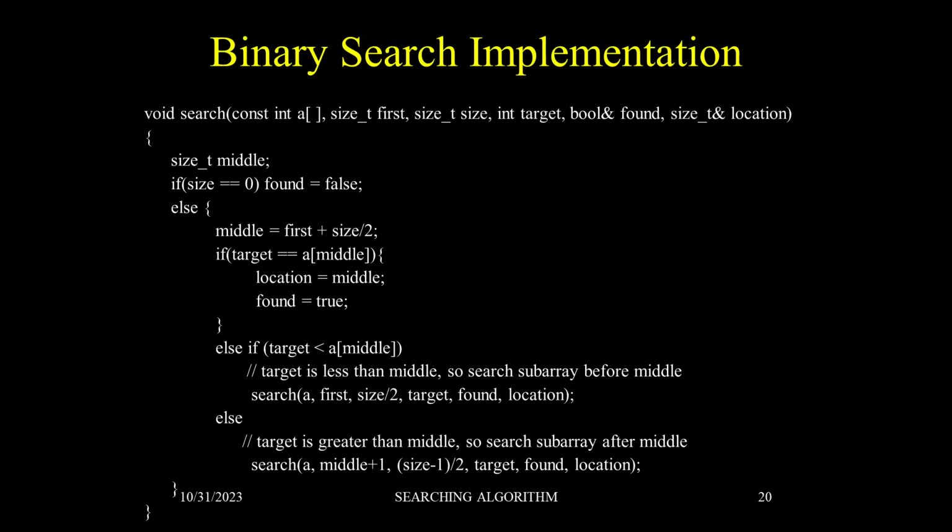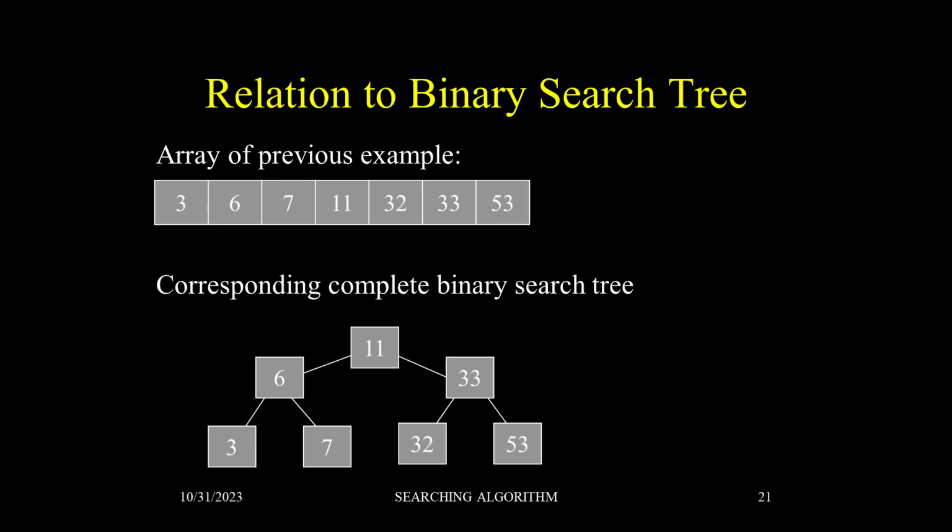Now how to go for the binary search implementation? The same thing, we just write an algorithm and write the code here. I think you can clearly understand. Size_t the middle. If size is equal to 0, found false, else. So like that you go on. What I explained, the same algorithm we are going to do.